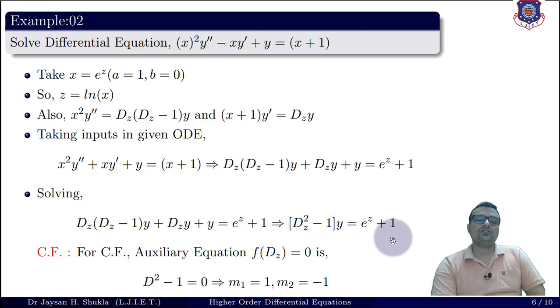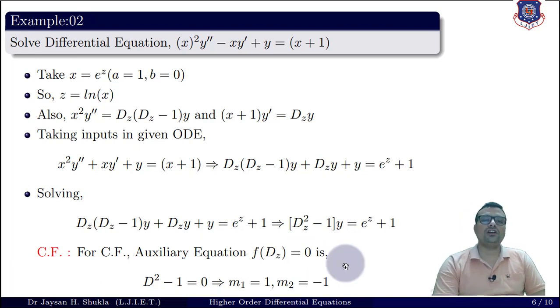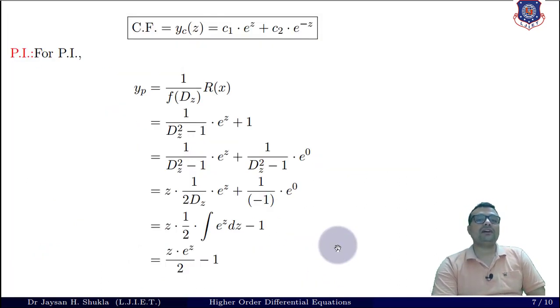So for the complementary function I am taking the auxiliary equation D square minus 1 as 0. So we have two roots, 1 and minus 1. So considering the case of non-repeated real roots, my yc will be c1 e raised to z plus c2 e raised to minus z. Okay, now taking 1 upon D square minus 1 on e raised to z plus 1.